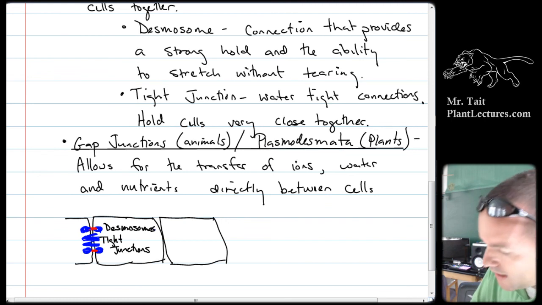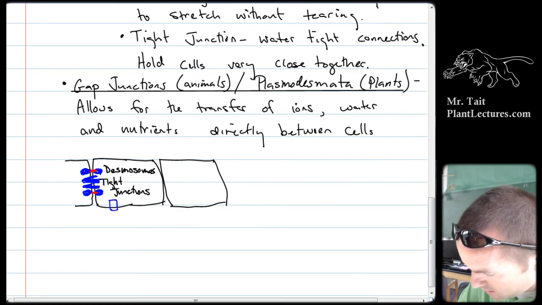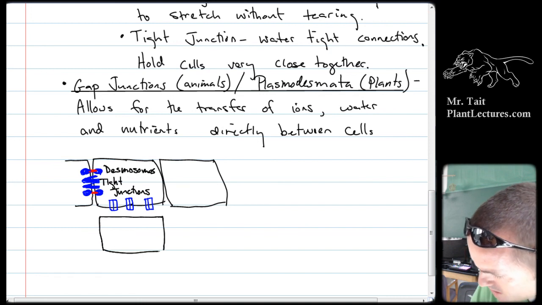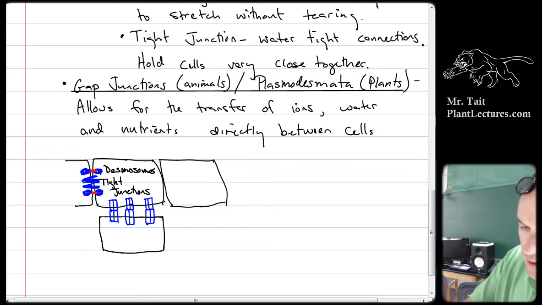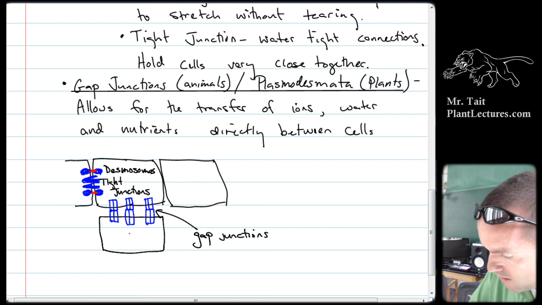Then you can also have channel proteins on either side. So imagine down here I want to have another cell, and I want to communicate from one cell to the next. So I have some channel proteins. And here's another cell here, and I want these two cells to be able to directly communicate with one another. So the channel proteins butt up against each other like this, and this would be called a gap junction, because that would allow stuff to go from one cell through this gap junction into the other cell.